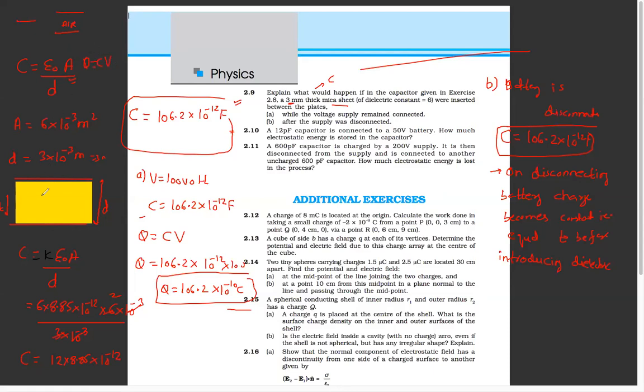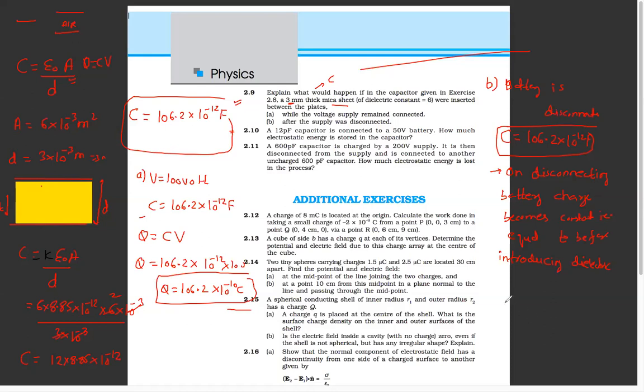Then we inserted a dielectric slab between the plates of the capacitor, but the battery is disconnected now. Once you have disconnected the battery, charge will become constant. That means the charge will remain the same as before the introduction of the dielectric slab, the value we calculated in the last section.